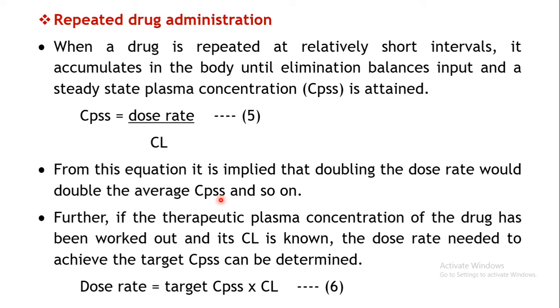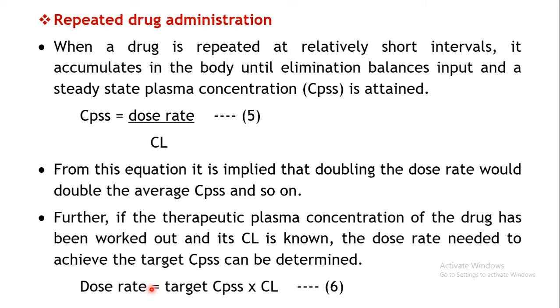On the other hand, you can even work out the dose rate which is required, if you know the plasma concentration at which a particular drug shows the therapeutic effect. Supposing you know that therapeutic plasma concentration and clearance for a particular drug. So when you know both of these, obviously you can select an appropriate dosage rate for that particular drug.